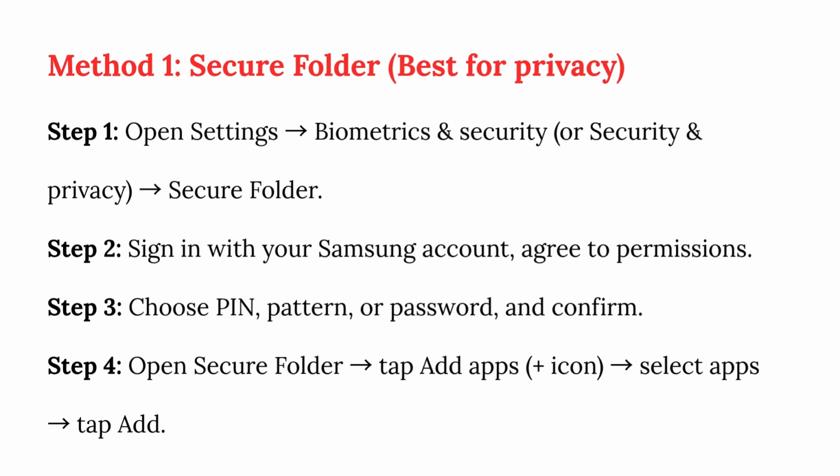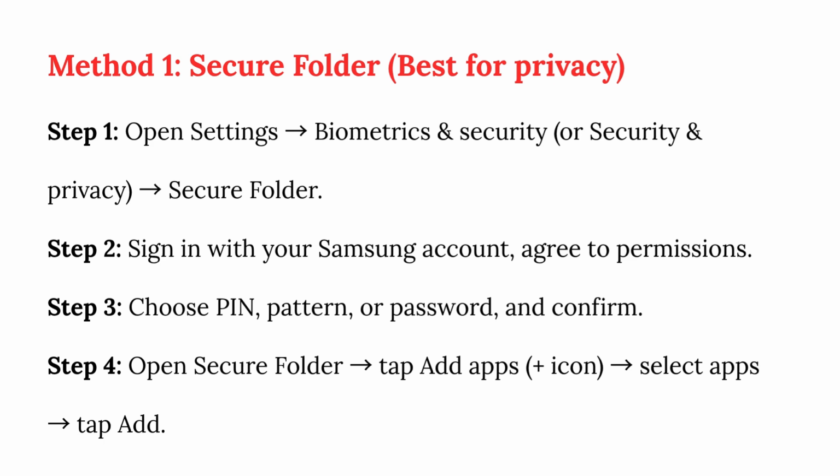Step 1. Open Settings, Biometrics and Security, or Security and Privacy. Secure Folder. Step 2. Sign in with your Samsung account. Agree to permissions. Step 3. Choose PIN, pattern, or password and confirm.